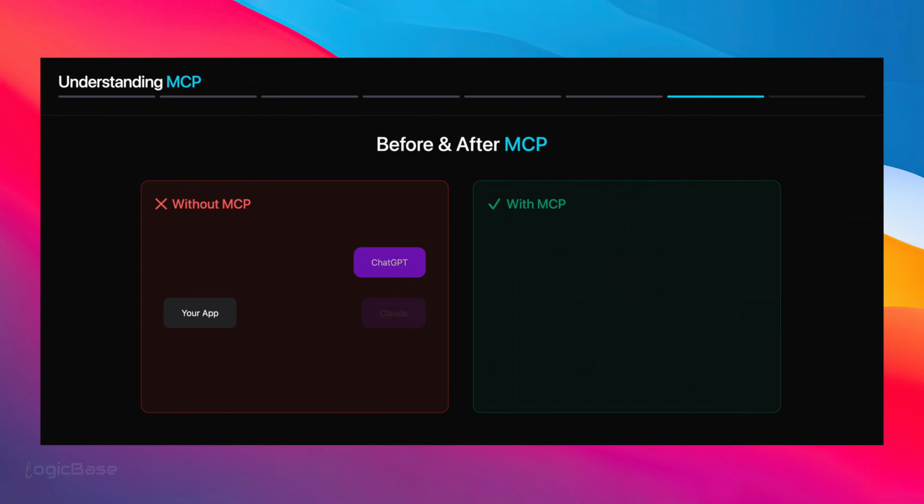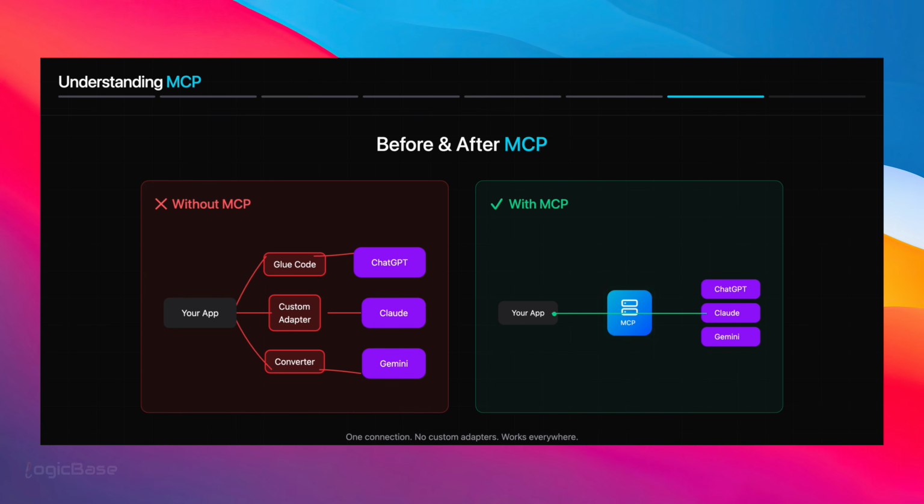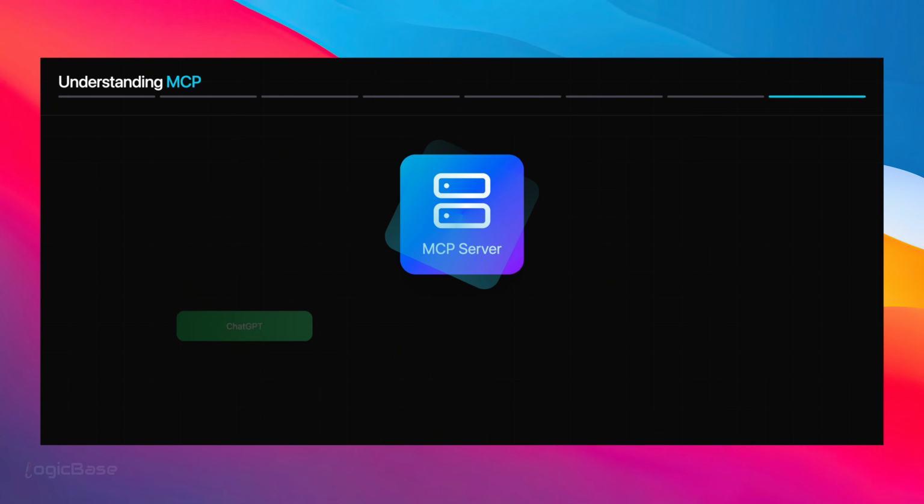Without MCP, you would have to write glue code or specific connectors for every different AI application. Now, you just write one MCP server following the protocol and it plugs into any AI application. You don't need extra glue code. That's what MCP stands for.